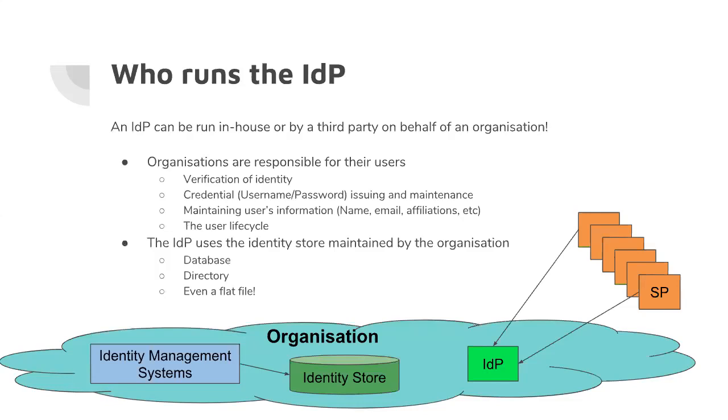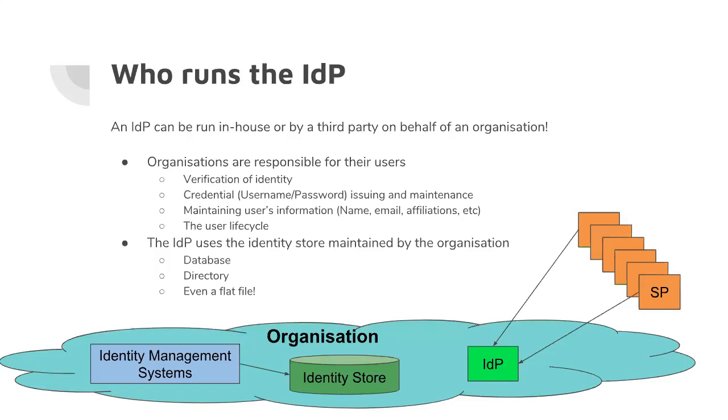So the IDP uses an identity store which is maintained by the organisation. The identity store is just a directory or a database. It can even be a flat file for a very small organisation if they so choose. This identity store just holds the information and the credentials for the user. It's usually operated by the organisation, and the IDP plugs into that identity store.